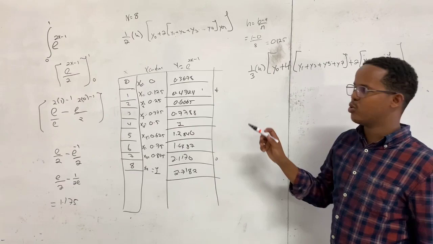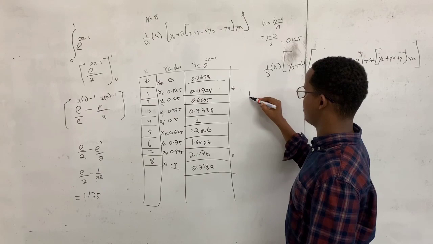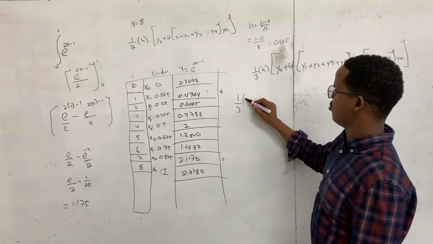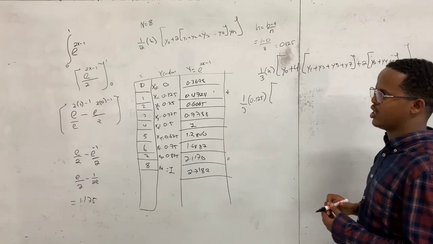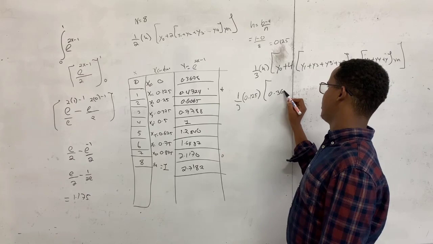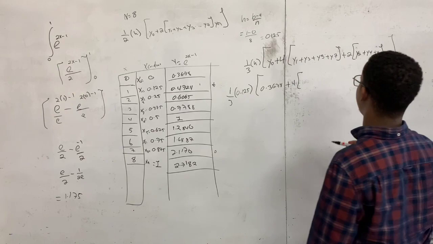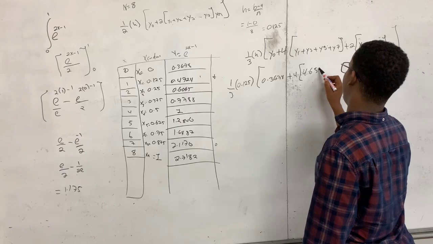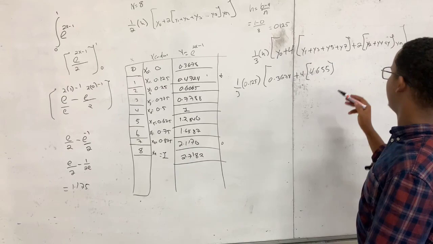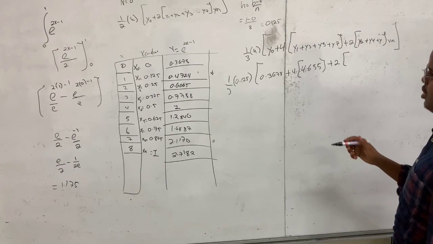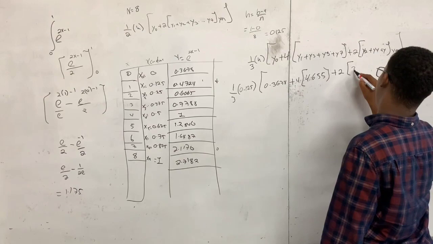So let's put the numbers here and see what we get this time. 1 divided by 3, for h, we get 0.125, y0 will remain the same, 0.3678, plus 4. We have to add all the things inside here, y1, y3, y5, y7, and we get 4.655. When we add all the odd numbers, and then plus 2, all the even numbers, y2, y4, y6, we get 3.2552.